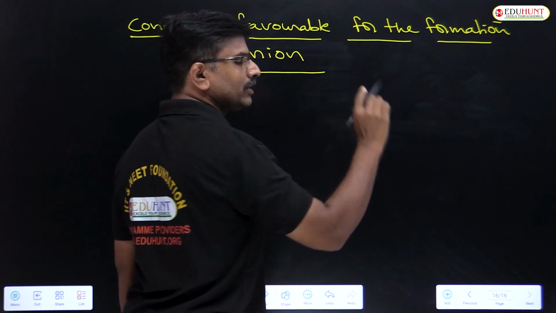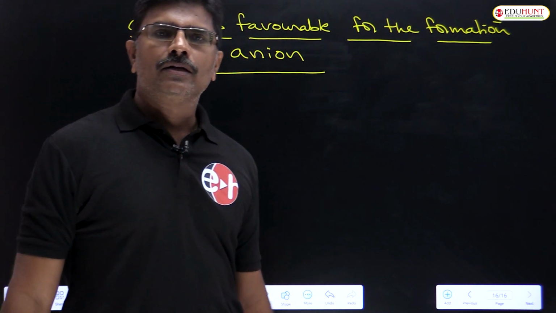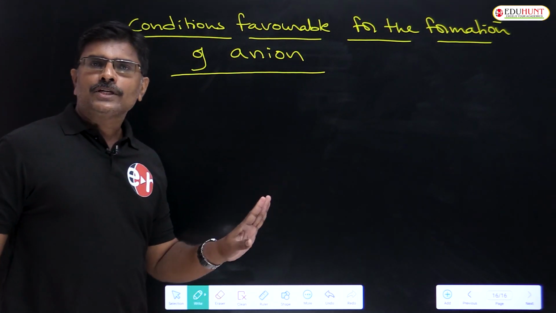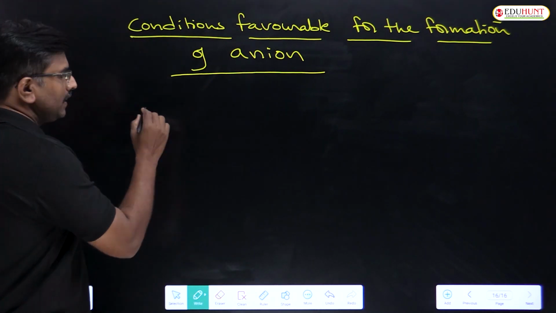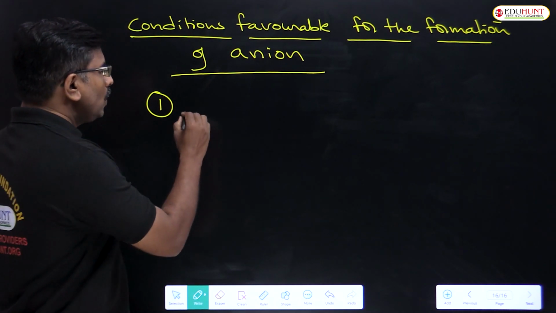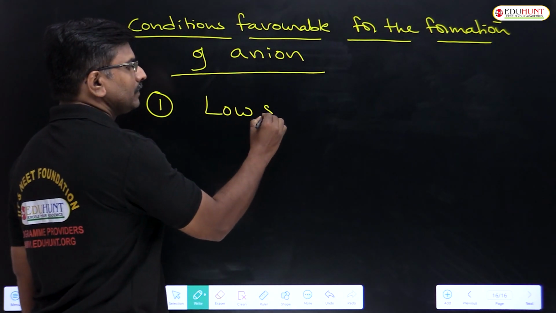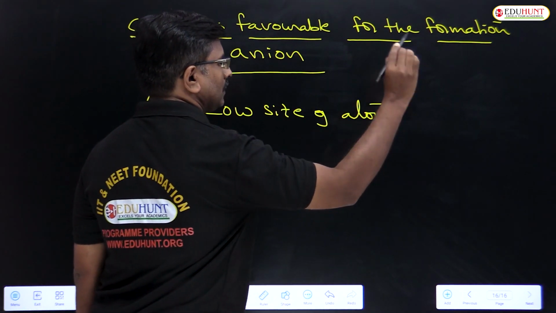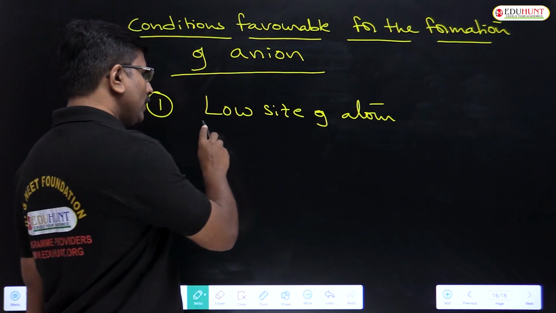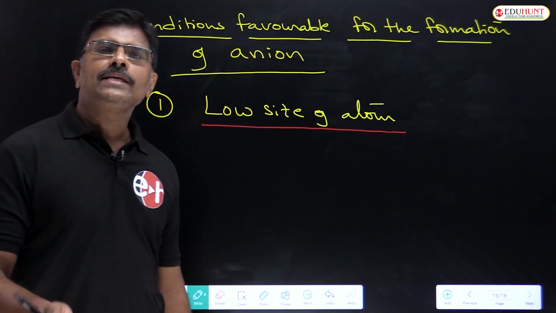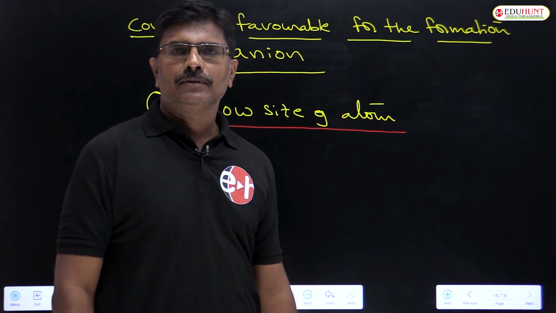Condition favorable for the formation of anion. In this one, for the formation of anion, the first condition is also related to the size only. Low size of atom. See, lower the size of the atom, more easily the anion is going to be formed.